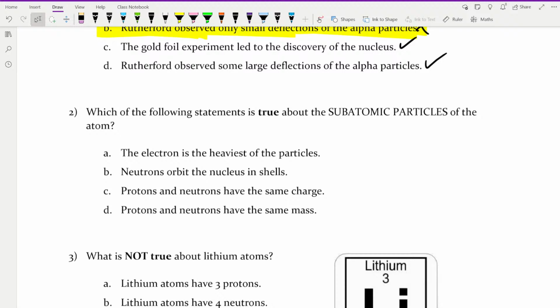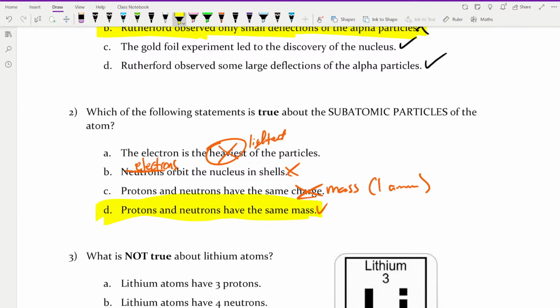Which of the following is true about subatomic particles? The electron is the heaviest? No, it's the lightest. Neutrons orbit the nucleus? No, electrons orbit the nucleus. Protons and neutrons have the same charge? No, they have the same mass, 1 atomic mass unit. Oh, there we are. So that's the one.